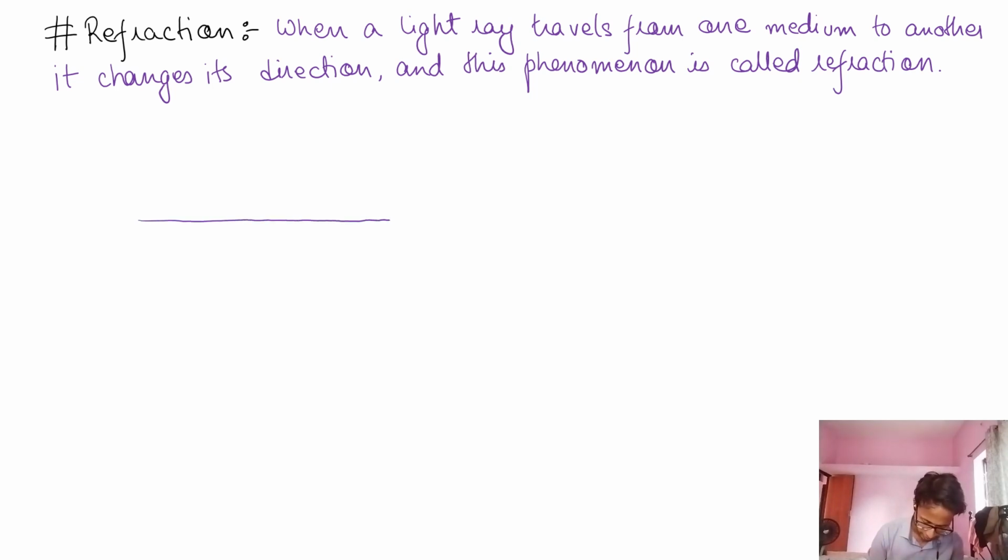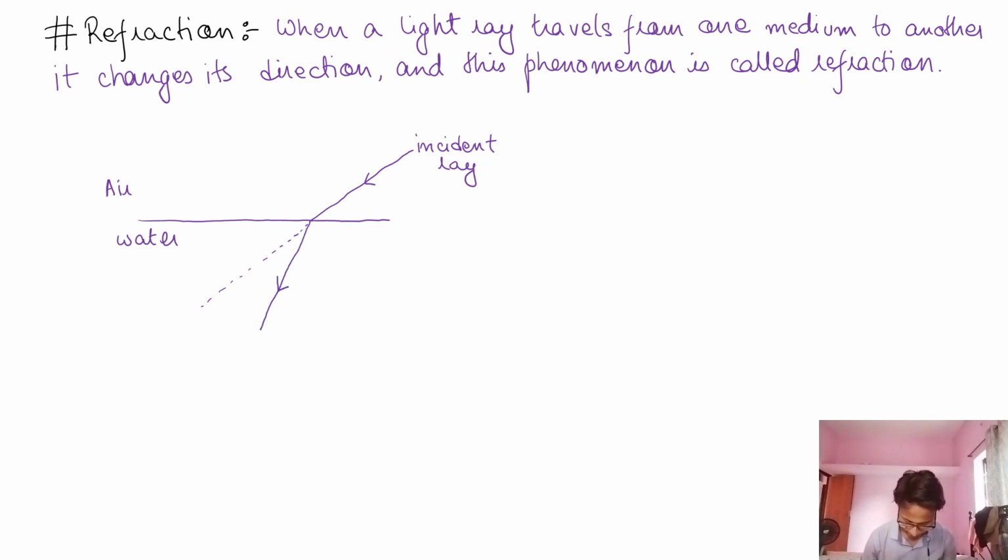Suppose this is a water surface. Underneath this surface, water is there, and above this surface, air is there. Now suppose I shine a laser light out here. This laser light is nothing but the incident ray. In the absence of water, it was supposed to go in this direction. But in the presence of water, it will bend in this direction. Okay, and this phenomenon of bending of a ray of light due to change in medium is called refraction of light.